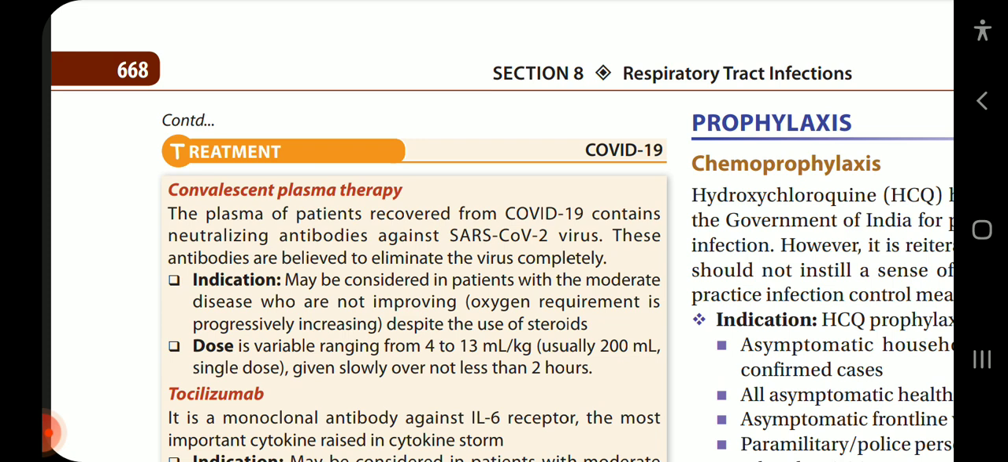Covishield is based on a non-replicating adenovirus vector expressing the spike protein. It is administered in 2 doses 12 to 16 weeks apart by IM route. Sputnik V vaccine is a Russian vaccine also based on the adenovirus vector. It's given in 2 doses by IM route. COVID-19 nasal vaccine: Government of India has approved the use of the world's first needleless vaccine called iNCOVACC, developed by Bharat Biotech. It is delivered by nasal route.